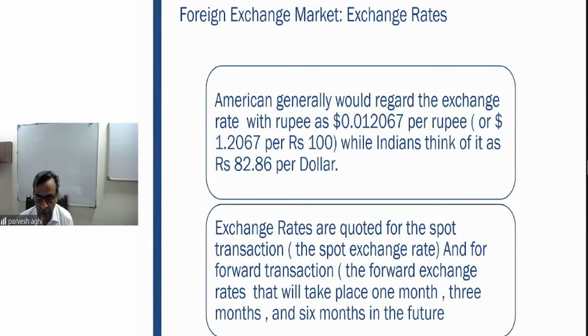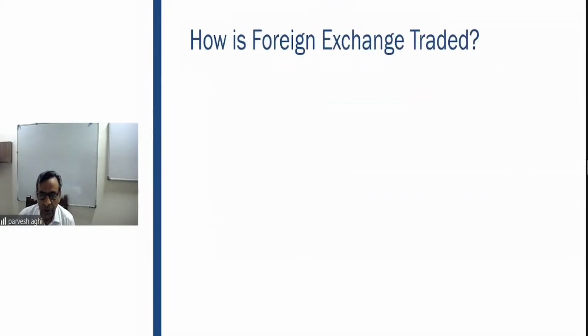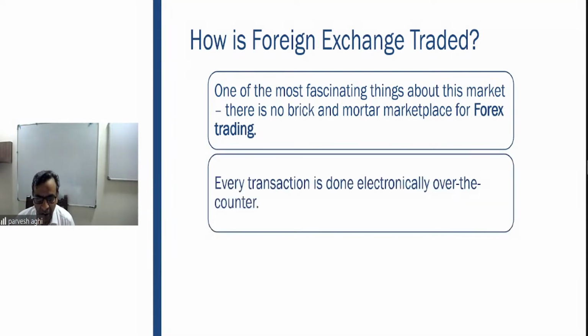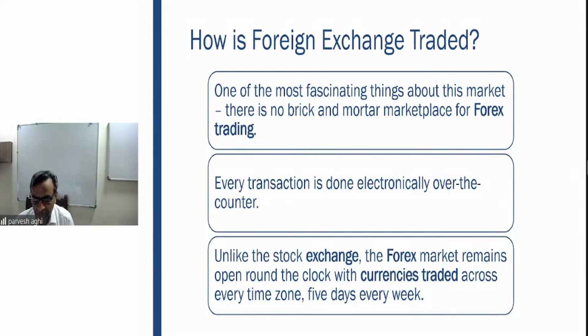Okay, the exchange rates are quoted for spot transactions or forward transactions, which we have already done. So how is foreign exchange traded? One of the most fascinating things about this market is that there is no brick and mortar marketplace for forex trading. So there is no particular office where it happens. Transactions are done electronically over the counter. Unlike the stock exchange, the forex market remains open round the clock, with currencies traded across every time zone, 5 days every week. So for 5 days, on a 24 hours basis, the foreign exchange market is open.